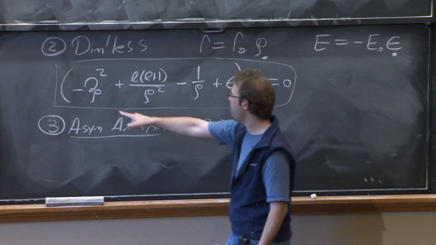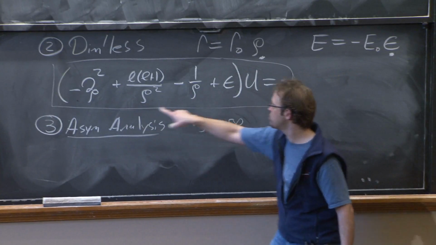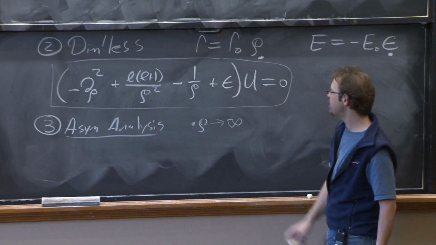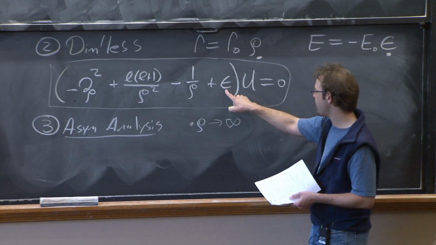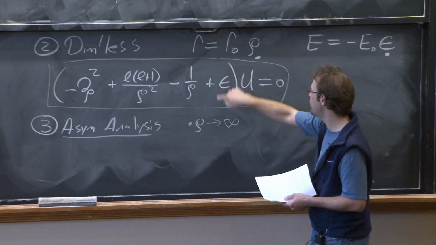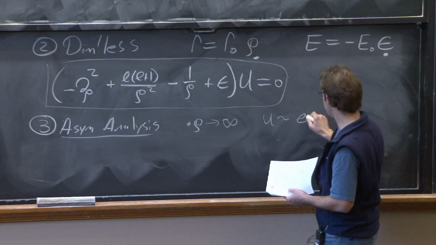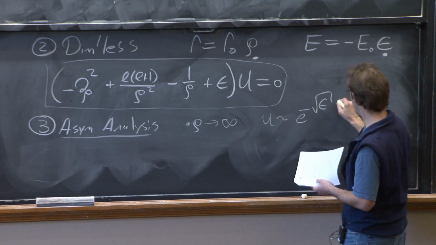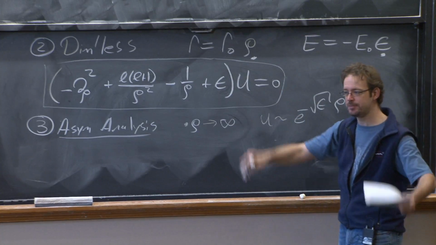As rho goes to infinity, these two terms dominate: d squared u over d rho squared plus epsilon u. Well, two derivatives is a constant. You know what those solutions look like. They look like exponentials, with the exponent being root epsilon. So u is going to go like e to the minus square root epsilon rho. For normalizability, I picked the minus. I could have picked the plus. That would have been divergent.